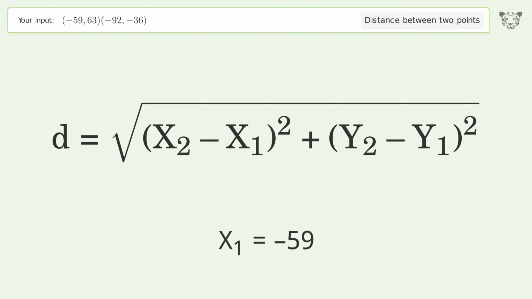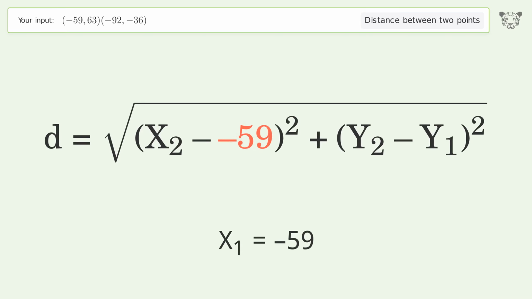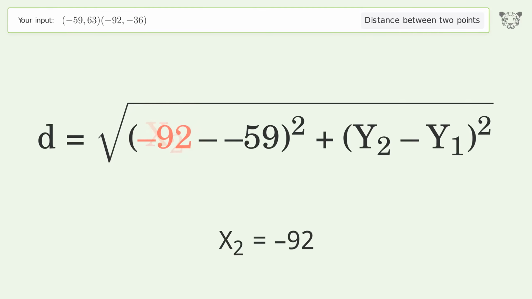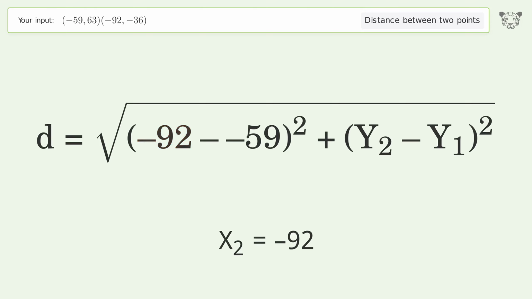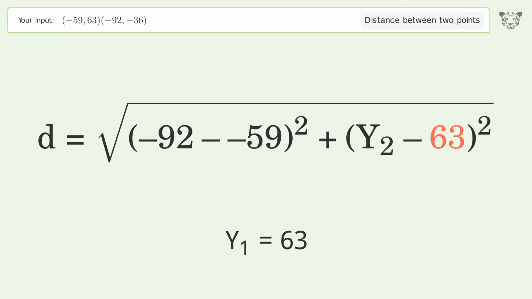x1 equals -59. x2 equals -92. y1 equals 63. y2 equals -36.